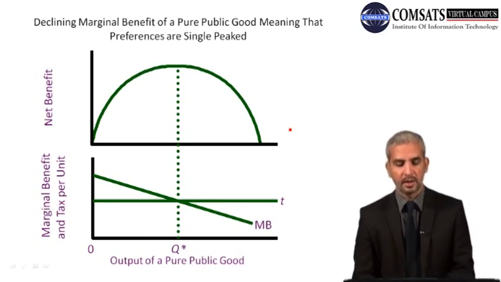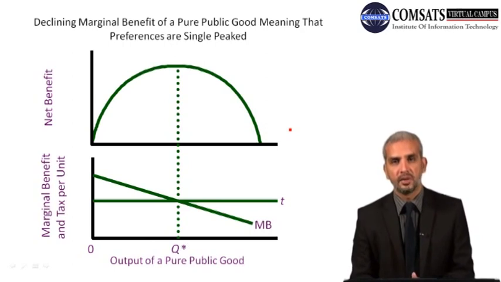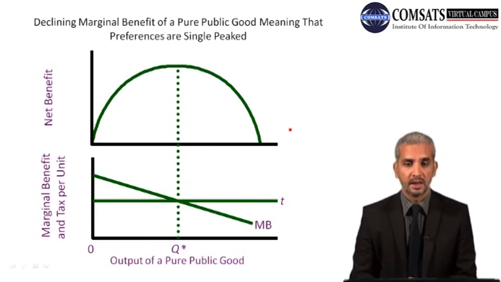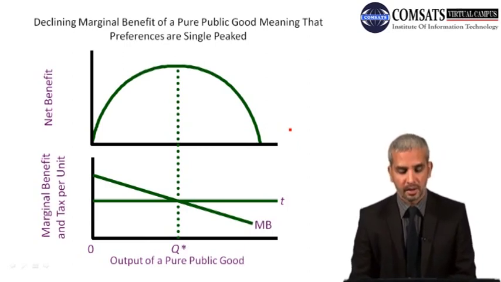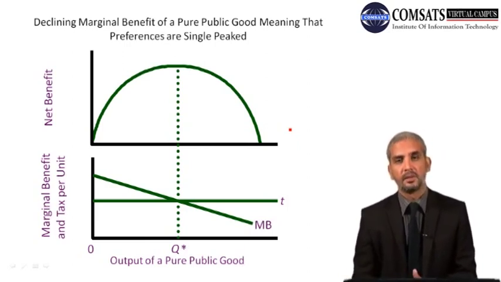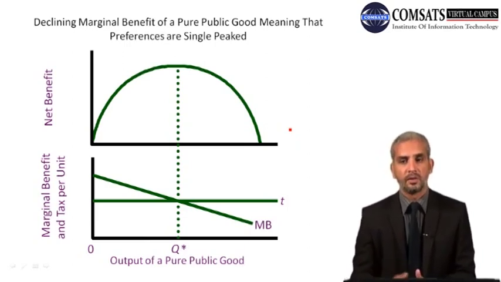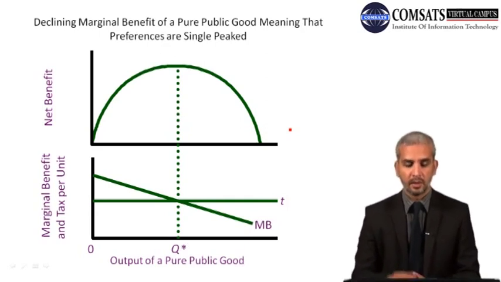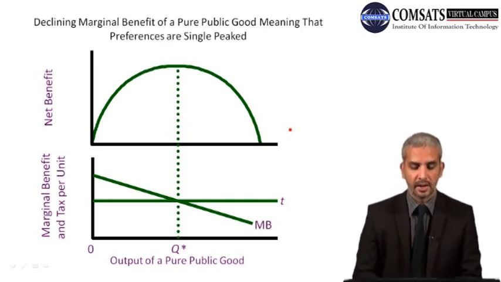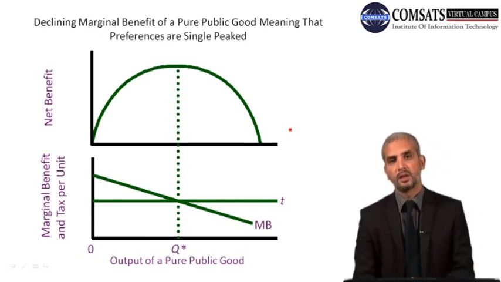Then there is tax per unit, which is the tax share of the individual, or the tax price, which we discussed in the previous lecture. The tax price actually represented the average cost divided by the total number of individuals, which is actually the cost of providing that pure public good. Now, the point where marginal benefit intersects the tax per unit or the tax share is the optimal amount of output for a given individual. Now, that would be represented by Q star over here.